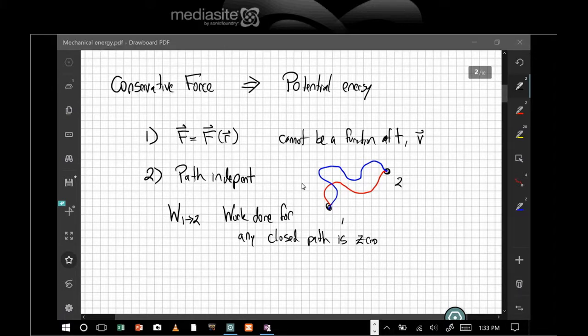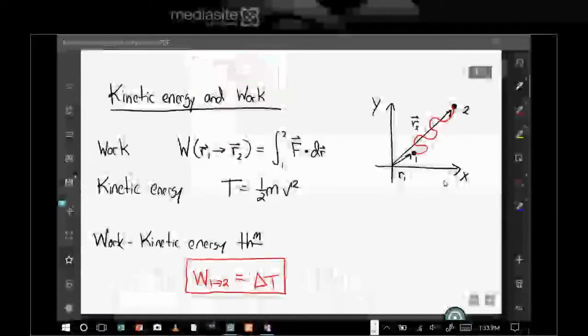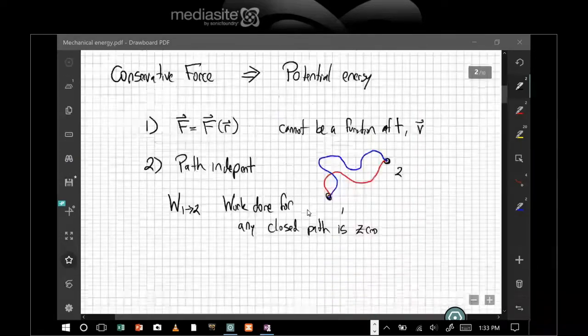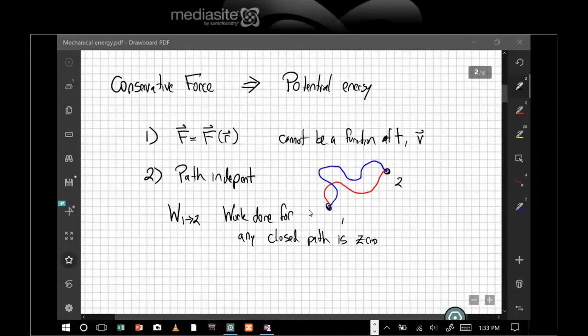Now, let's write this idea, work done by a closed path, in more mathematical language. The work done in an open path looks like this. This is again a path integral. We can write down the work done for a closed path using again an integral.